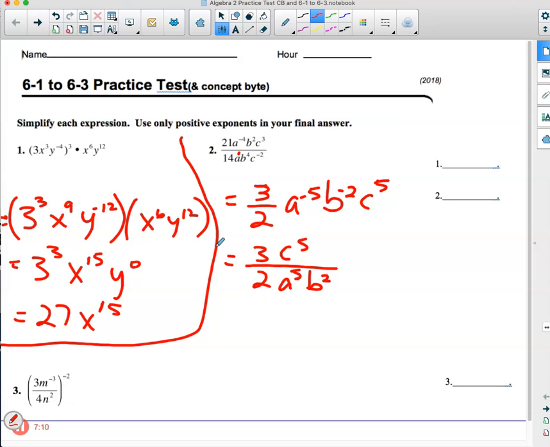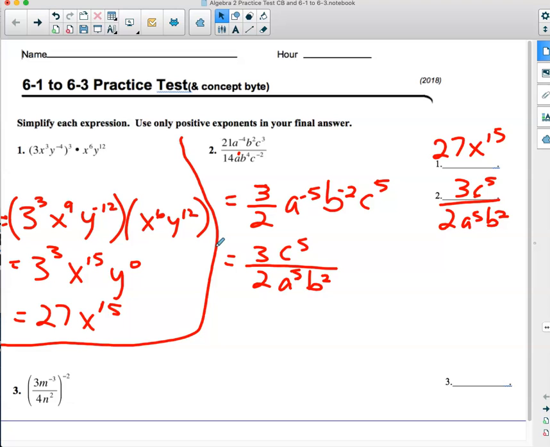And there is nothing else we can do with that one, so I suppose I should be writing these in, these little blanks. Although I write so big that sometimes it's impossible. So this one would be 3c to the 5th over 2a to the 5th b squared. My smartboard is being difficult. All right, so 3c to the 5th over 2a to the 5th b squared.